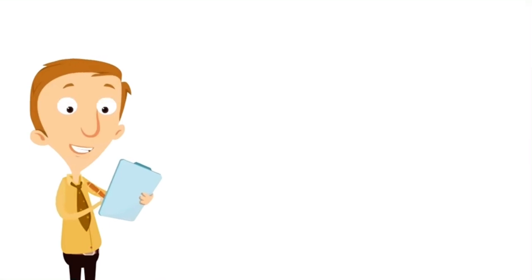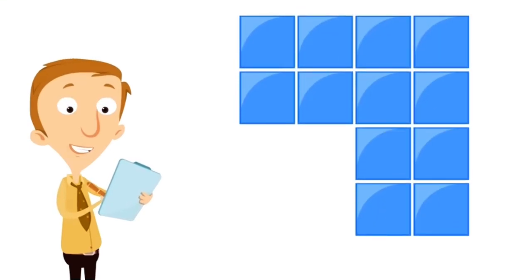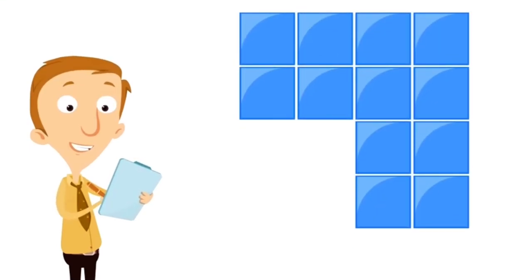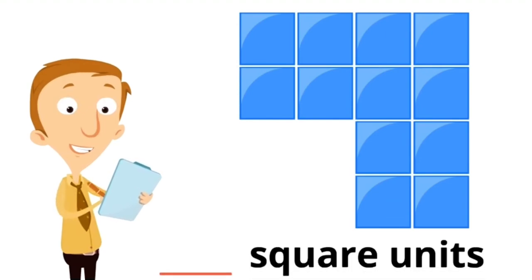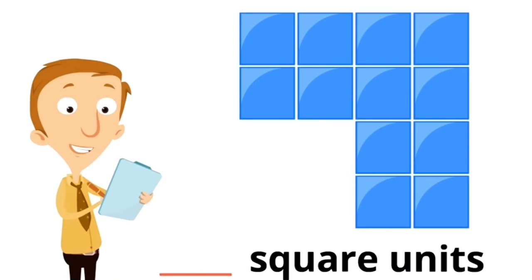Awesome. Now we are going to look at an irregular shape. What is the area of this shape? Just like we did with the others, we are going to measure the area of this shape using square units. How many square units are inside of this shape? Feel free to pause this video to give yourself time to count them.